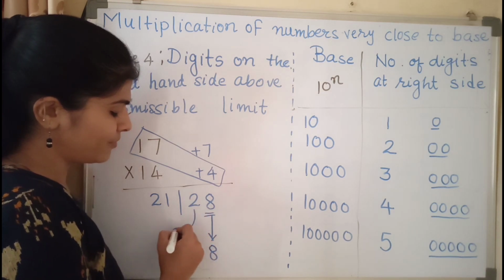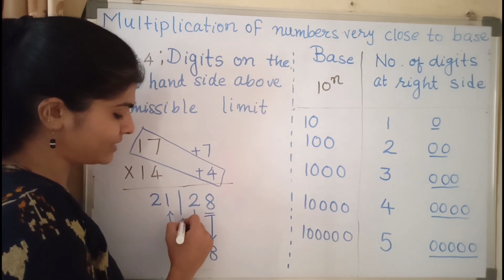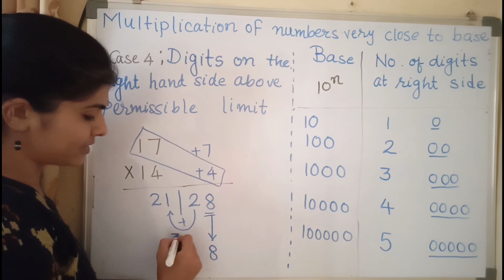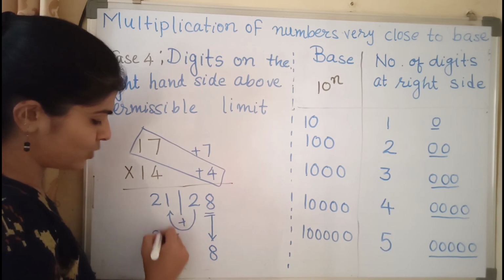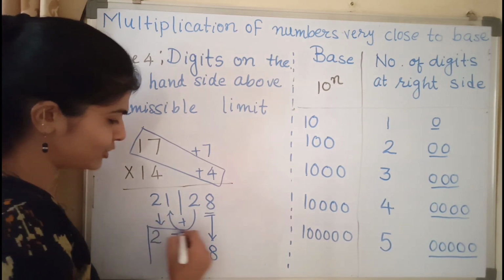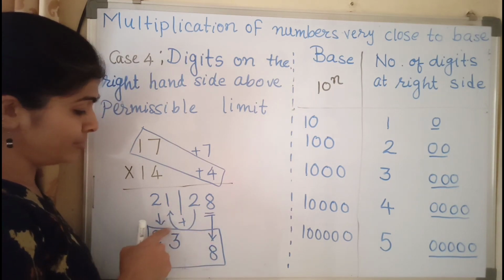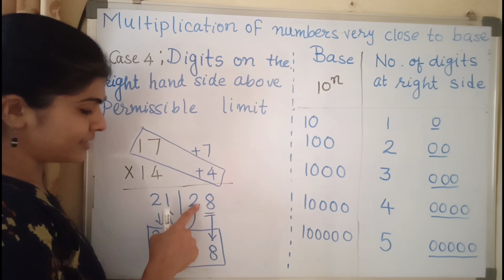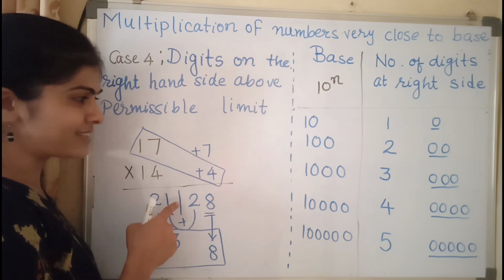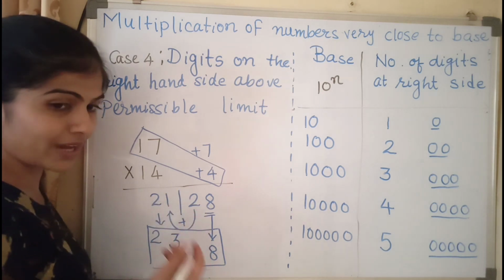Carry forward rule or carry over rule, or you can say balanced rule. 2 plus 1, which is 3. And this 8 as it is. So my answer is 238. So what we should do? We should just consider this 2 should be carried forward with the next number. So you can get it right.